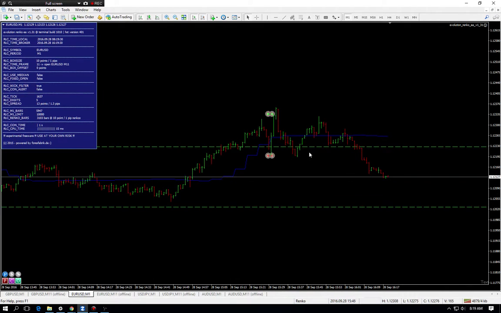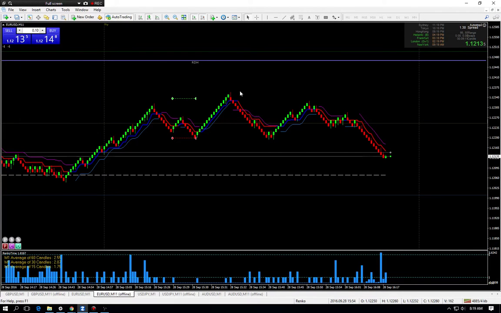Here's Euro again. This was news when I woke up, so I wasn't awake for this at all. And now it's moving down. If we look over here, it is moving down.